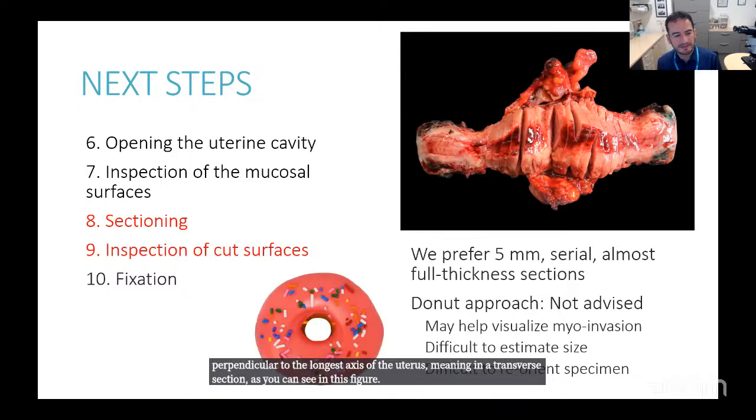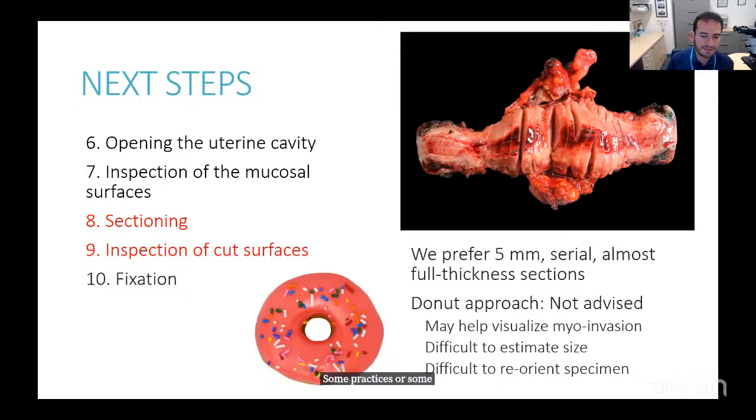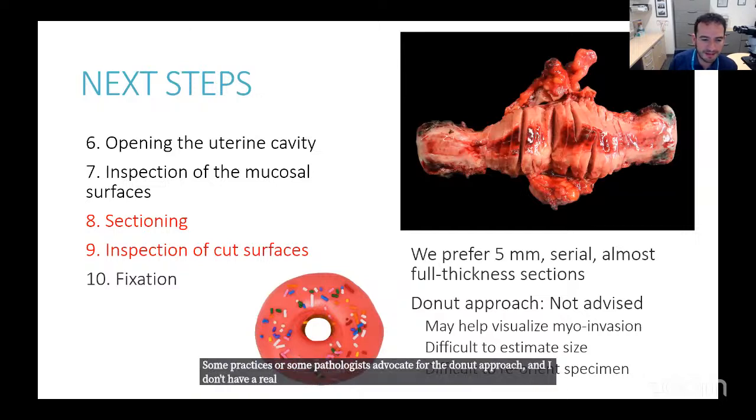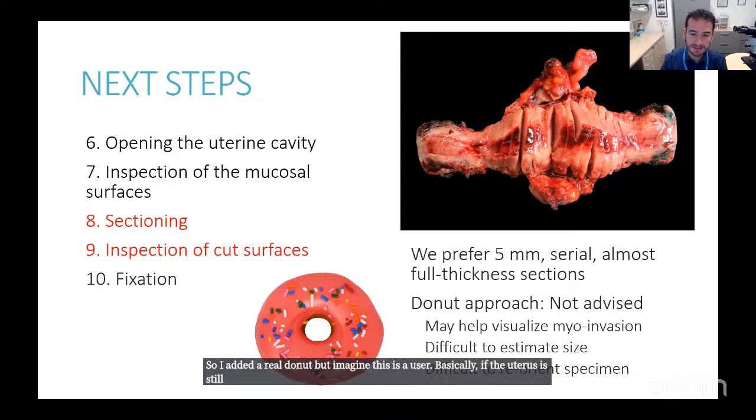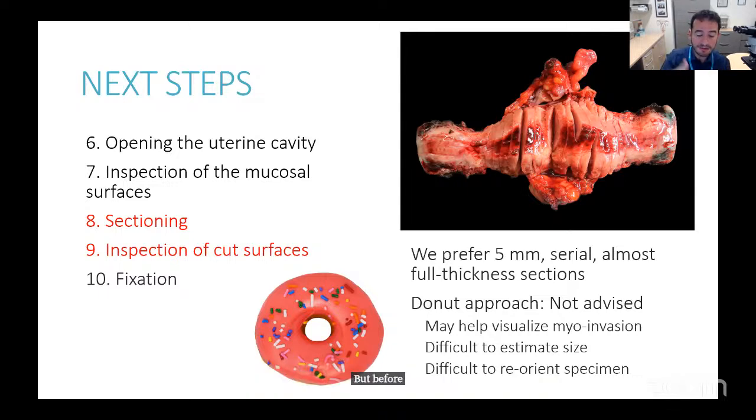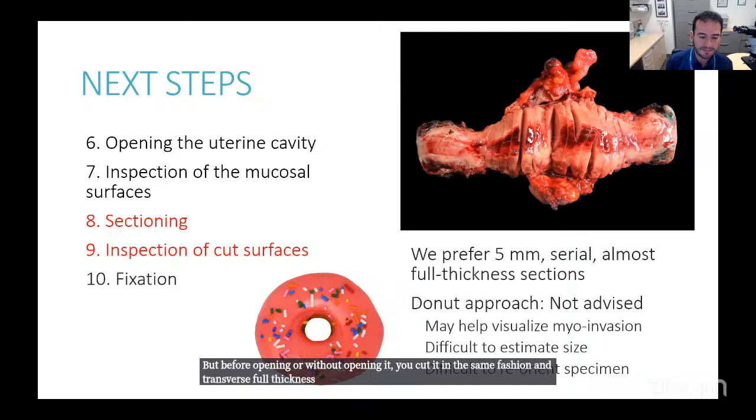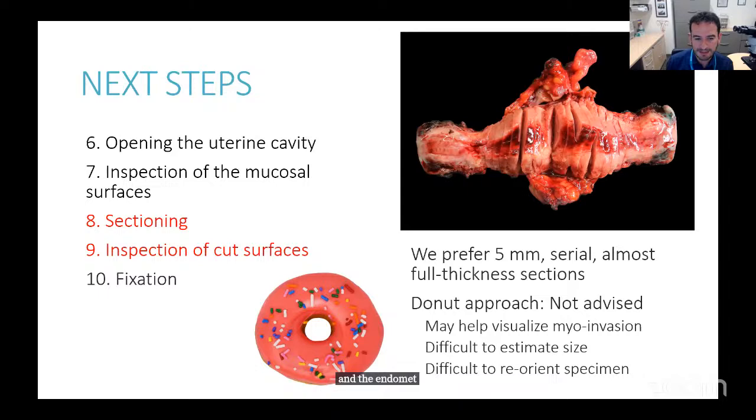Some practices or some pathologists advocate for the donut approach, and I don't have a real live picture of that approach because we don't use it in my practice. So I added a real donut. But imagine this is a uterus. Basically, if the uterus is still closed, you haven't opened it, before opening it, you cut it in the same fashion in transverse full thickness sections. So you obtain the entirety of the wall and the endometrial cavity in the middle.